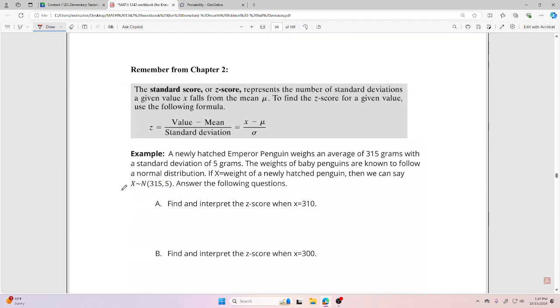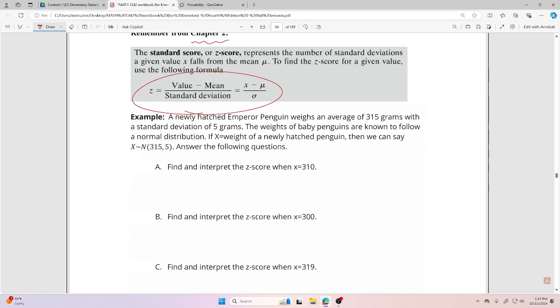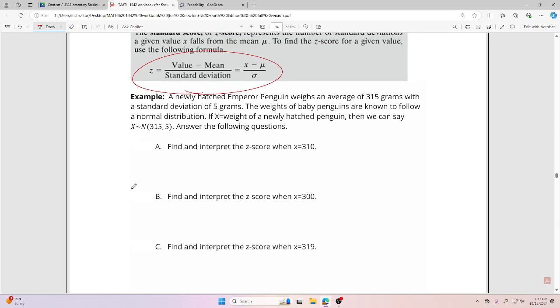Okay, so they give us a formula for z-scores. We've already seen this, remember, from chapter 2. Same thing here, we've already seen all this. That's no problem. I think they're going to want to do 1 or 2 questions, and then we can move on to better things.